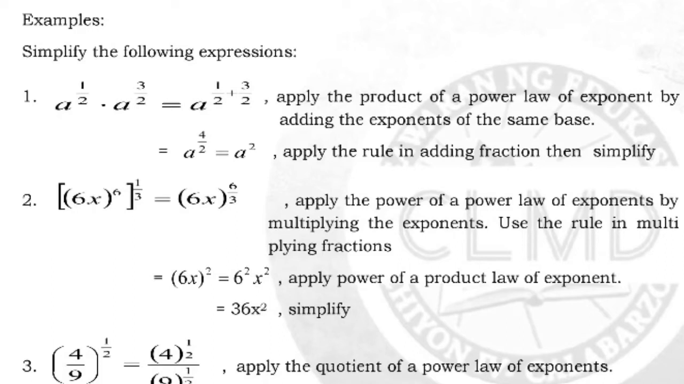Number 2, 6x raised to the power of 6, raised to the power of 1/3. Applying power of a power, we multiply the exponents 6 and 1/3. 6 times 1/3 is 6 over 3, and 6 divided by 3 is 2. So our resulting expression is (6x) squared. Then 6 squared is 36, and x squared. So the answer is 36x squared. This one applies power of a product.